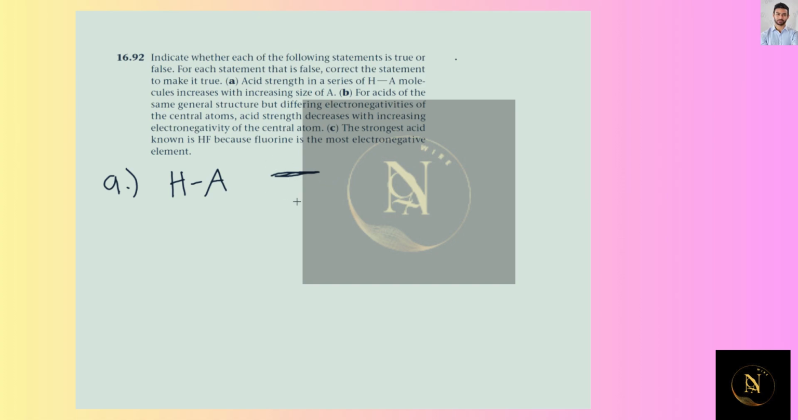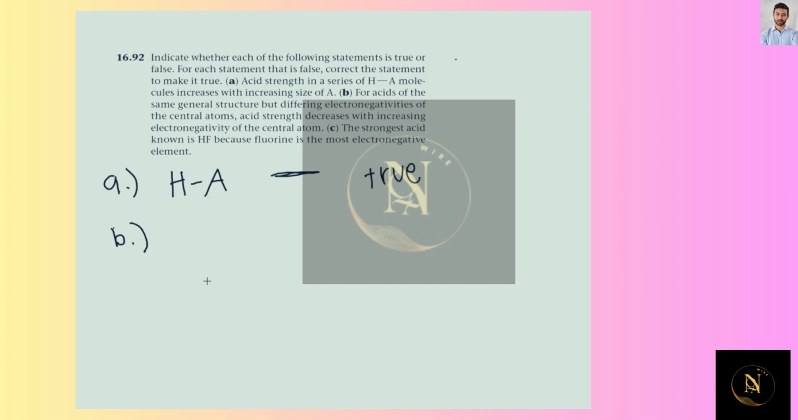hydrogen bond to be broken between the H and the other molecule. So this is going to be true, and it's due to the atomic radius. And the larger it gets, the larger the bond distance has to be between the H and the A.